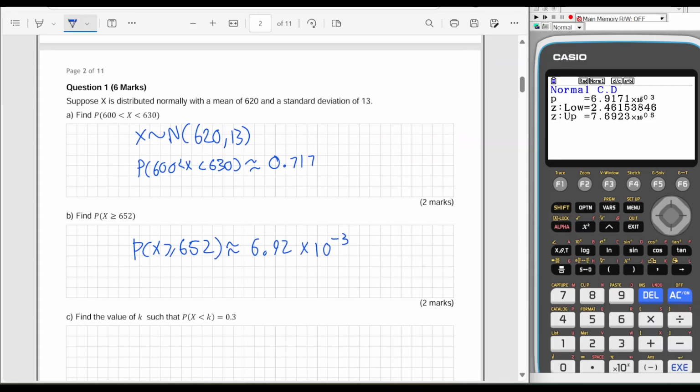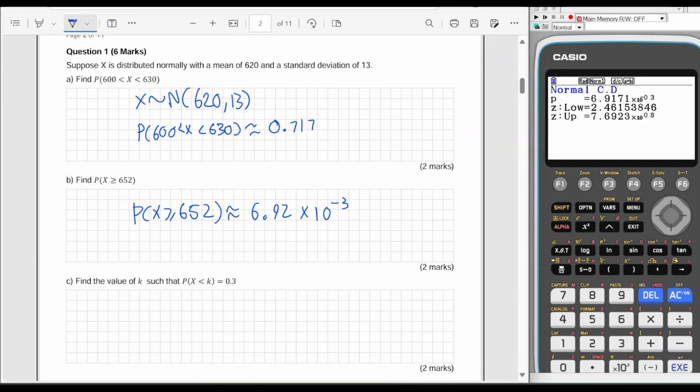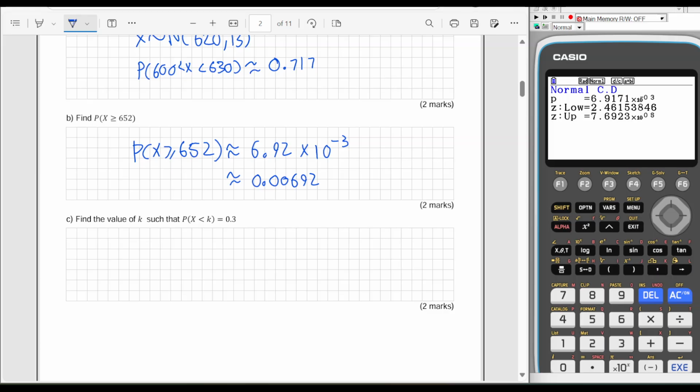Now, if this ever happens, that's scientific notation. So you can move the dot back 3 spots. So that's 0.00692. The dot moves back 3 spots. That's what the minus 3 does.